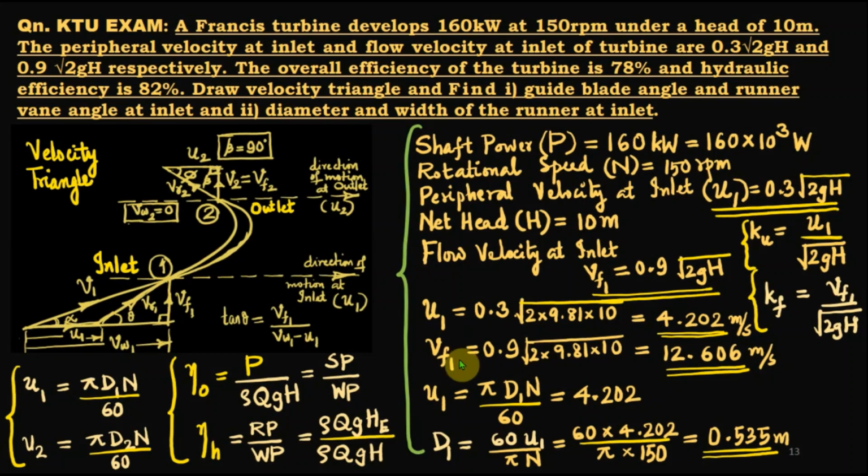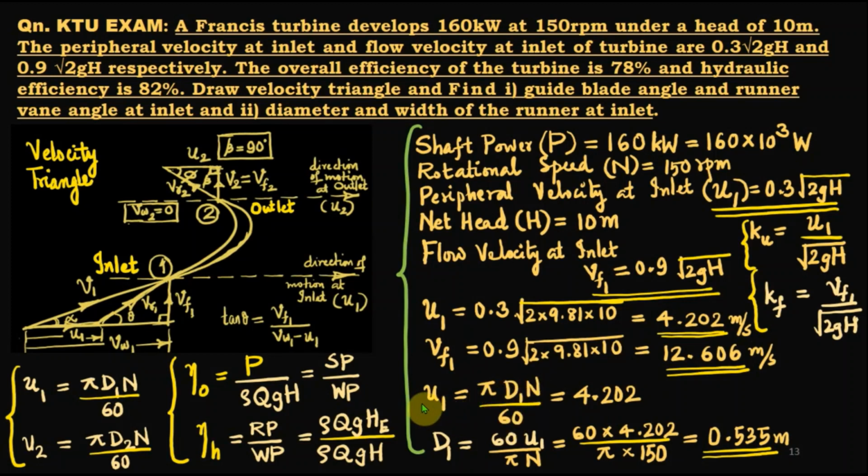And Vf1 is equal to 0.9 times root of 2gh, that is 0.9 into root of 2 into 9.81 into 10. That of course is equal to 12.606 meter per second. Now u1 is available, 4.202, which of course is equal to pi d1 n by 60.